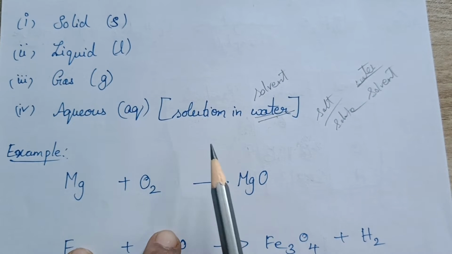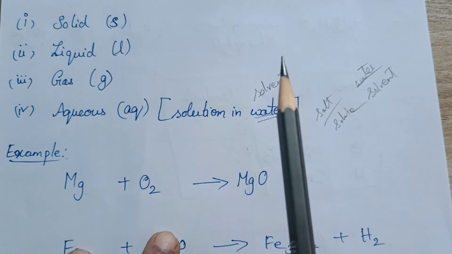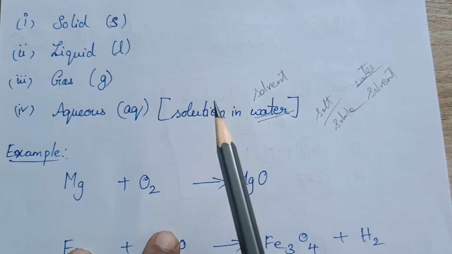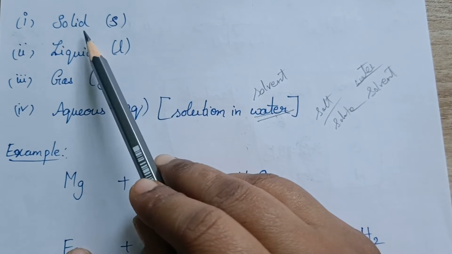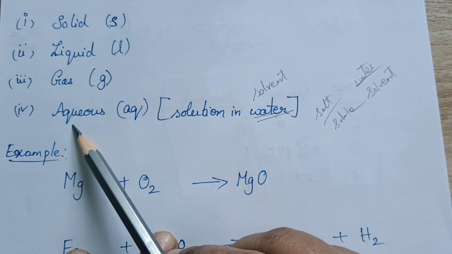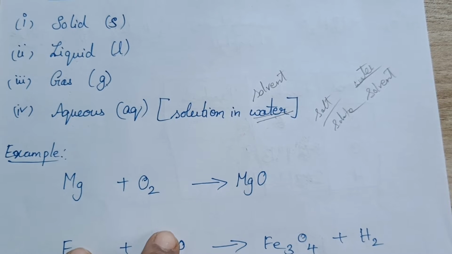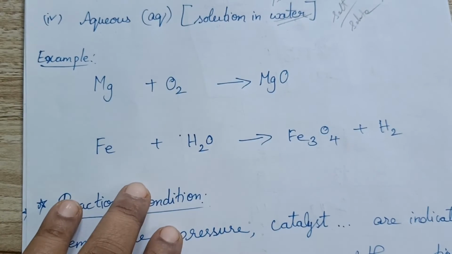So we will mention a solution in water as aqueous in the equation. It is represented by solid as s, liquid as l, gas as small g and aqueous as aq. This is how we are going to represent them. Okay, we will take some examples.